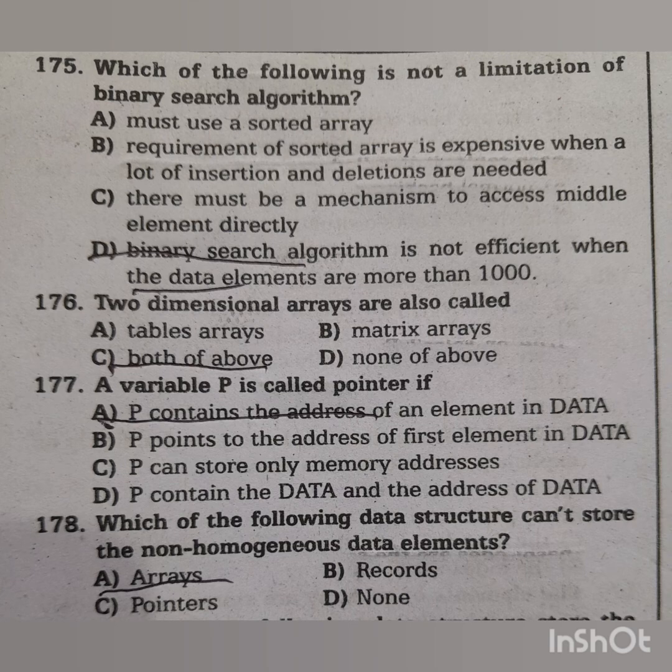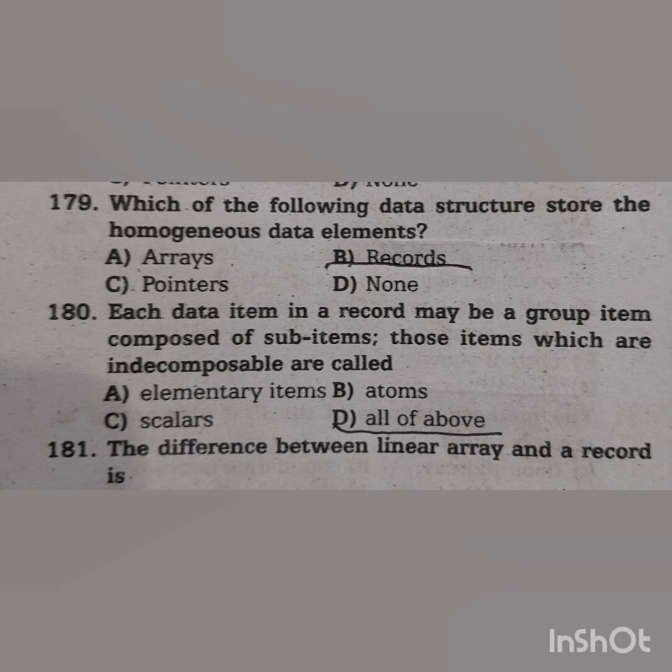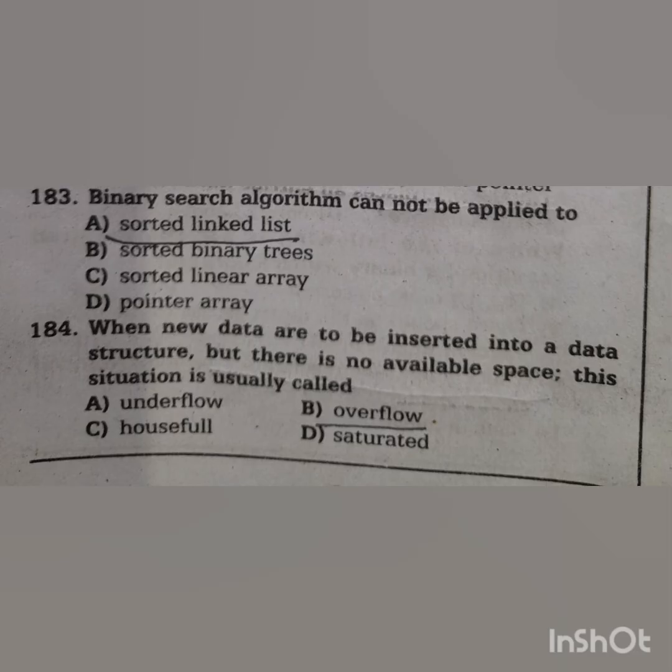Which of the following data structure cannot store the non-homogeneous data element? Arrays. Which of the following data structure stores the non-homogeneous data elements? Records. Each data item in a record may be a group item composed of sub-items. Those items which are indecomposable are called elementary items, atoms, and scalars. Binary search algorithm cannot be applied to sorted linked list.